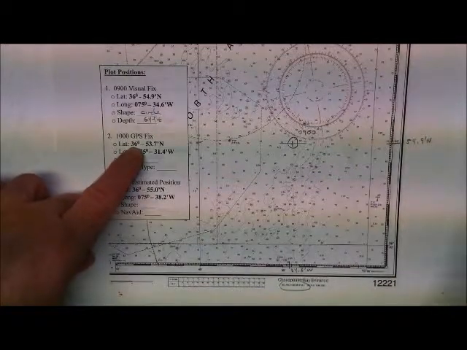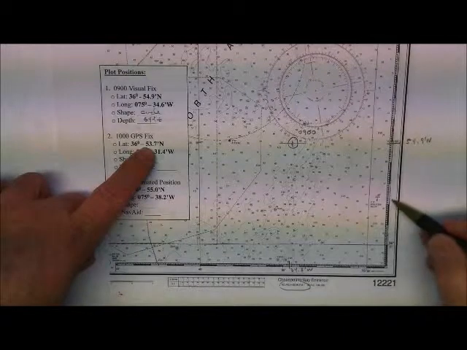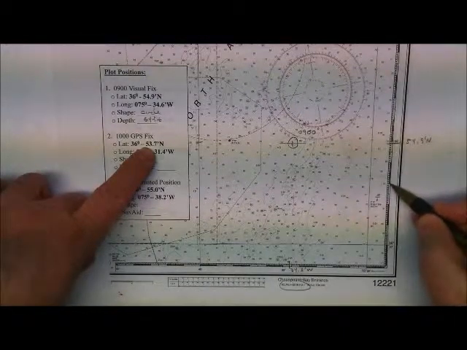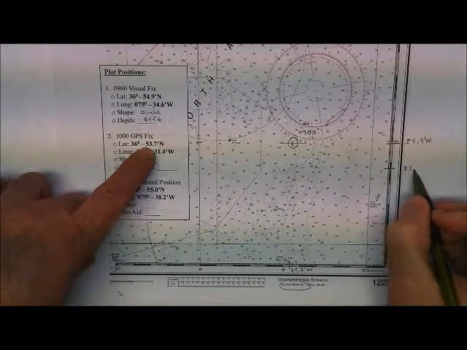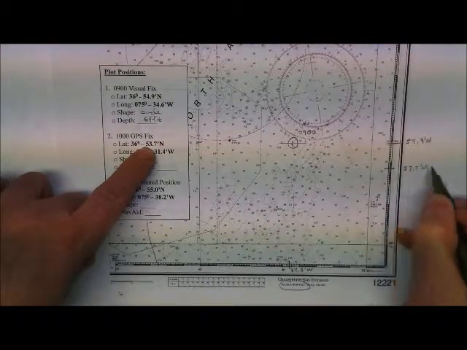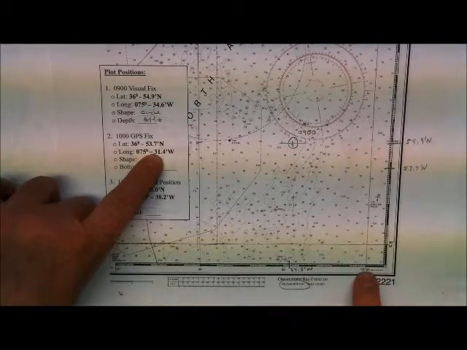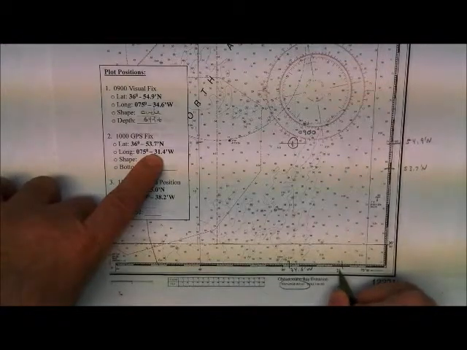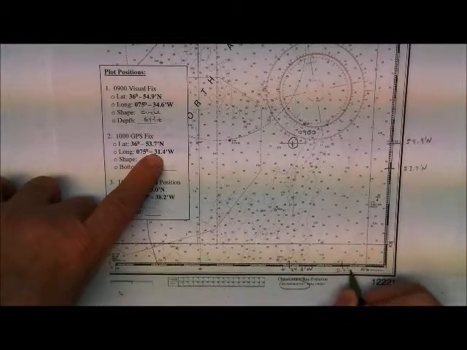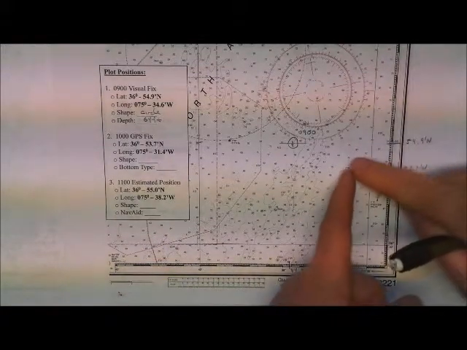Okay, the next one is a 10 o'clock GPS fix with a latitude and longitude. So the latitude is 36 degrees 53.7, so 50, 51, 52, 53.7 minutes north. And the longitude is 75, 31.4, 75, 30, 31, and then 0.4. So this is 31.4 minutes west. So again, I just need to see where these two lines intersect.